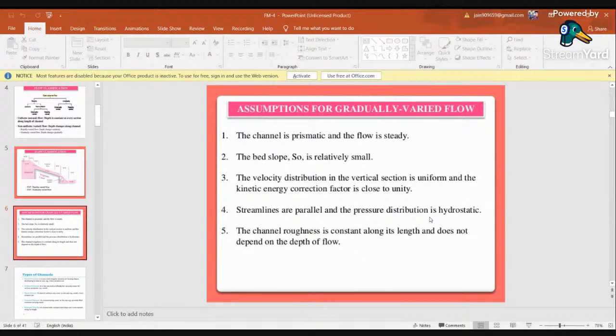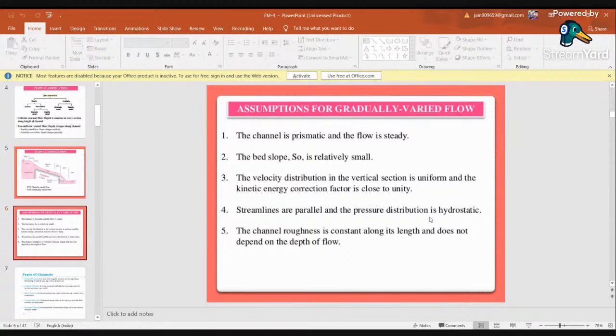The channel is prismatic and the flow is steady. Then second, the bed slope is relatively small. Then the velocity distribution in the vertical section is uniform, and the kinetic energy correction factor is close to unity. Then the flow is streamlined. Streamlined flow is nothing but laminar flow, and the pressure distribution is hydrostatic.